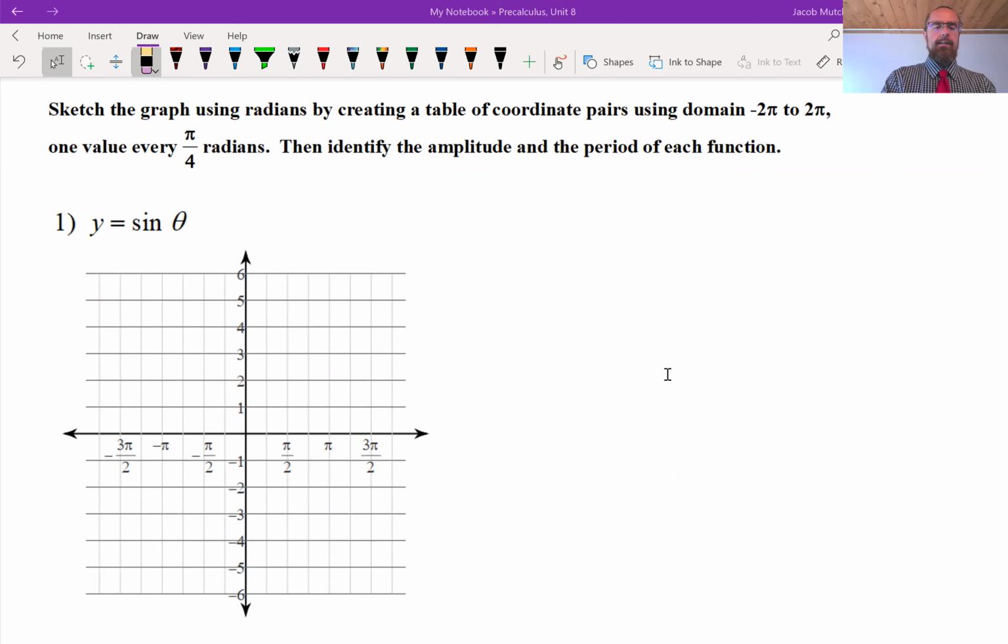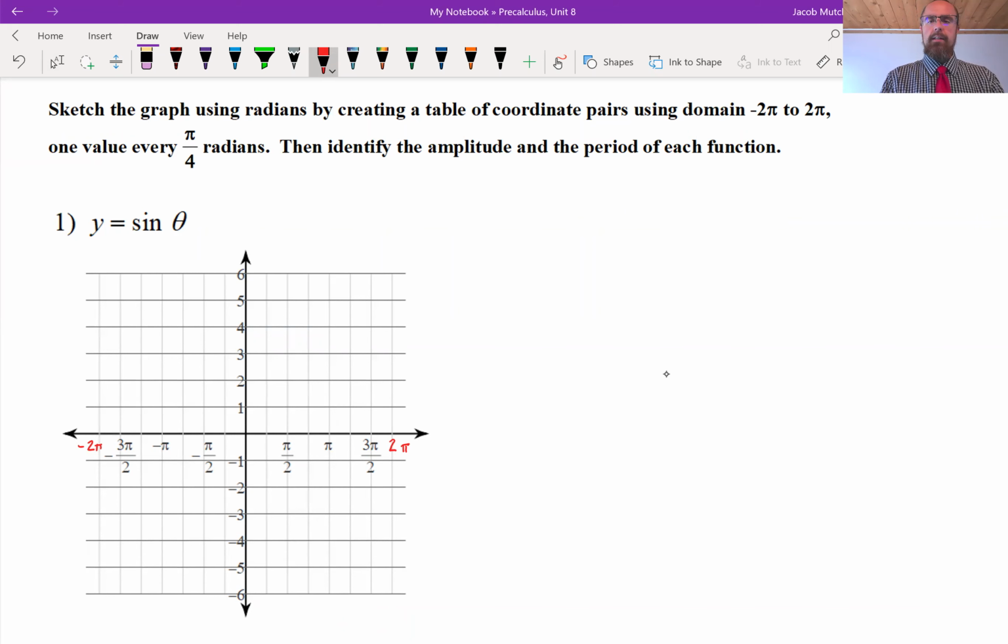So as I look at my x-axis, I see that I've got fractions that involve pi. So that tells me my x-axis is already scaled for radians. And we want to use a domain from -2 pi to 2 pi. So it looks like our graph actually does extend to -2 pi. It's not marked, but I'll go ahead and mark -2 pi and 2 pi. And our increments are pi over 4 radians.